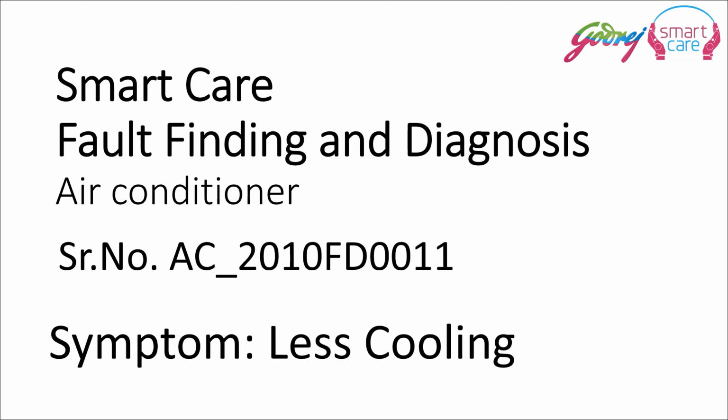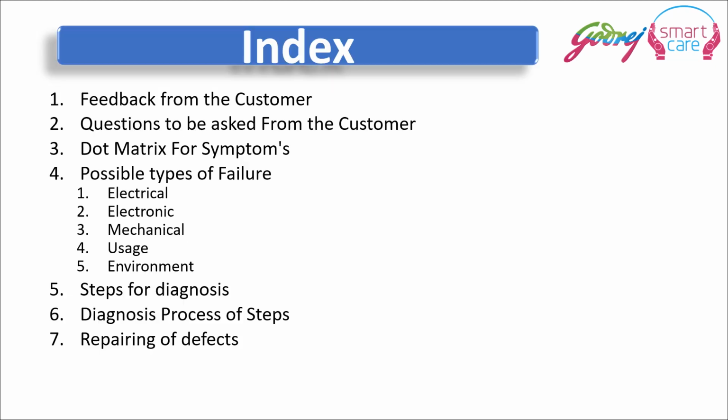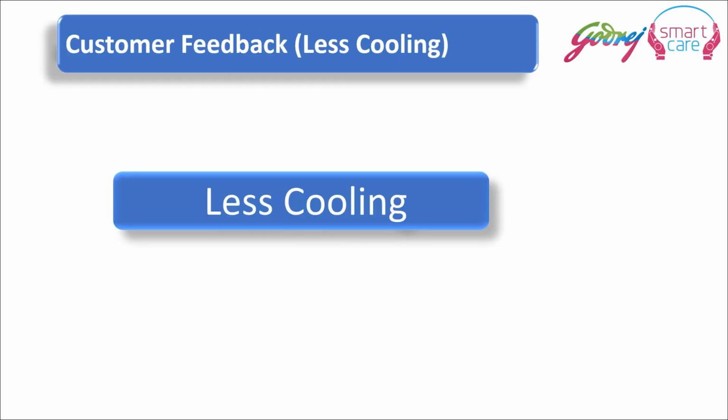In an air conditioner, we have to check for the symptom of less cooling. We are going to cover the feedback from the customer, questions to be asked of the customer, dot matrix related to the symptoms, possible types of failures (electrical, electronics, mechanical, usage, environment), steps for the diagnosis process, and repairing of those defects. Customer feedback is of less cooling.